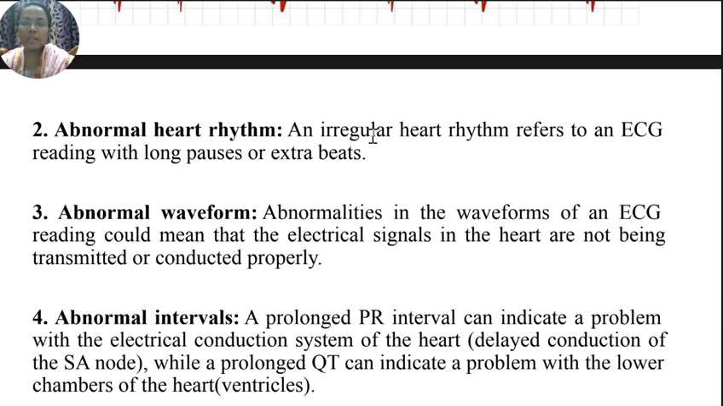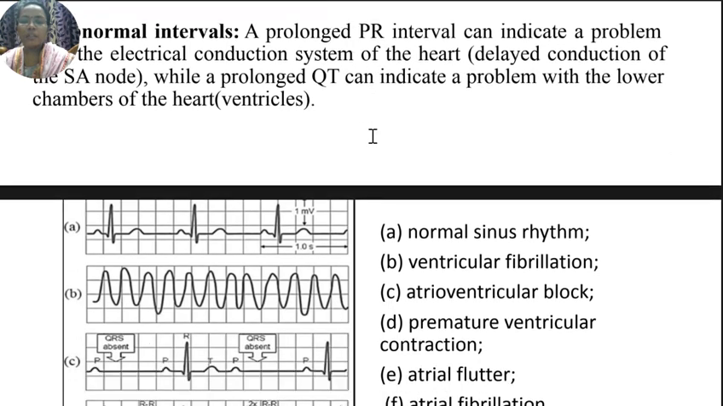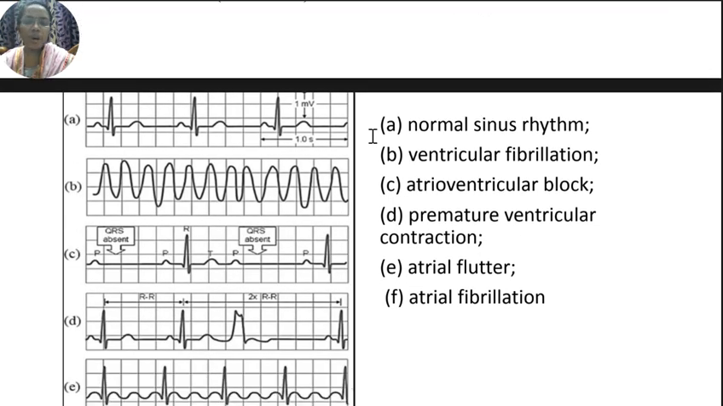If there is any deviation in the conducting system of the heart, such as the conduction of Purkinje fibers or the conduction from the atrium to the ventricle, any kind of conducting system related disorder is represented by the abnormal waveform of ECGs. Then abnormal intervals, the time duration between each interval. A prolonged PR interval can indicate a problem with the electrical conduction system of the heart. The prolonged QT interval is also related to the left chambers of the heart. So these are some examples of abnormal heart rhythm.